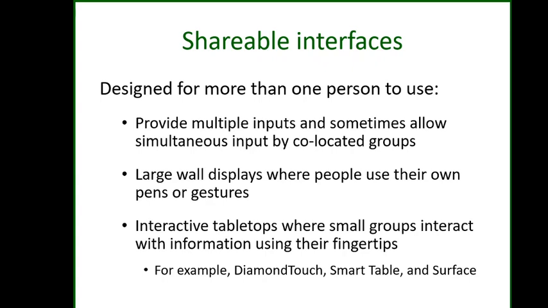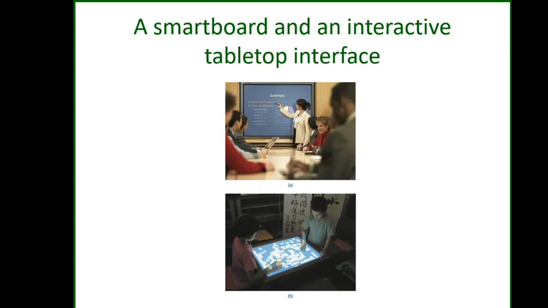We have usually large wall displays where people use their own pens or gestures, interactive tabletops where small groups interact, for example, DiamondTouch, SmartTable, and Surface. So this is an example of a smartboard and an interactive tabletop.